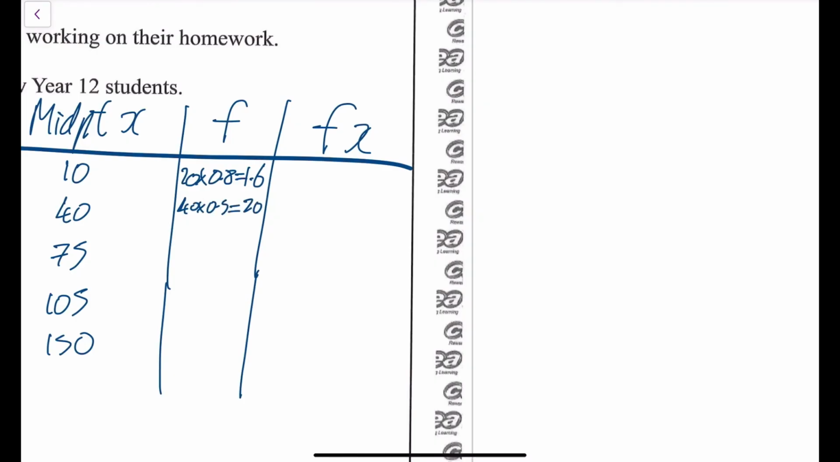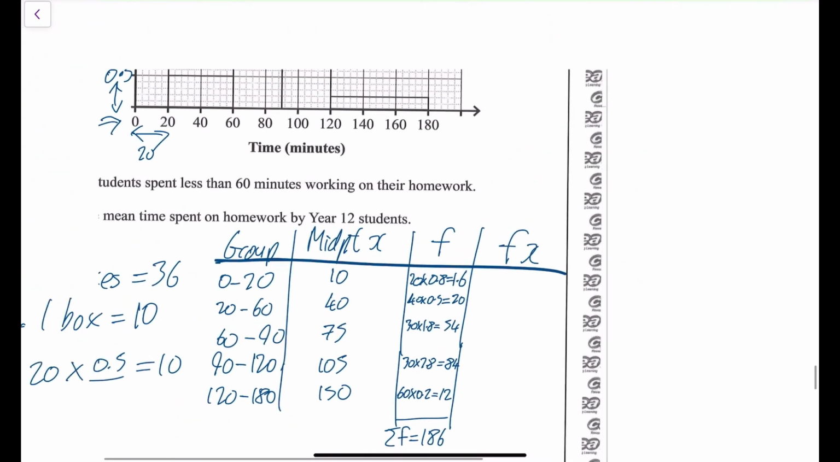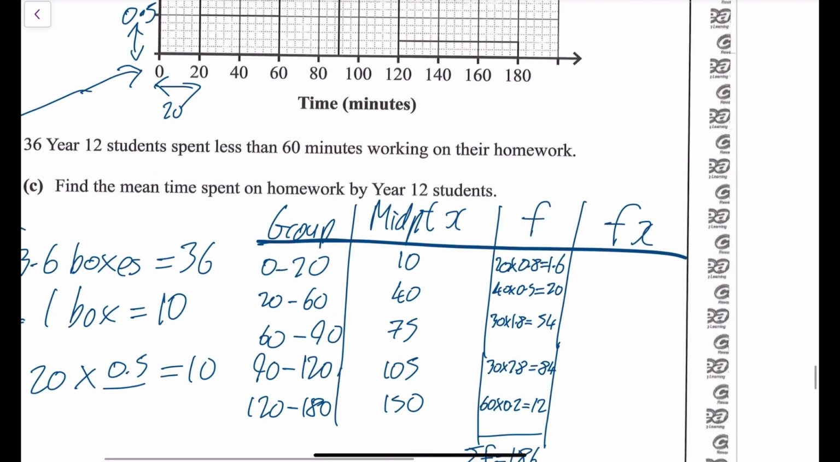20. Next one is 30 times 1.8, which is 54, and 30 times 2.8, which is 84, and 60 times 0.2, which is 12. And the sigma f, which we'll need in a wee minute, is 186. Okay, so that's where we got those. Just to remind you, we'll look at the last one there, because I can see it on the screen. The width of that was 120 to 180, which is 60. The height of it was 0.2. 60 times 0.2 is 12, and I've done that for all of those.